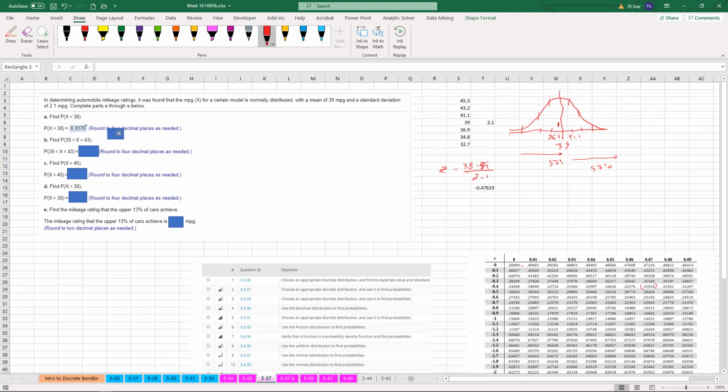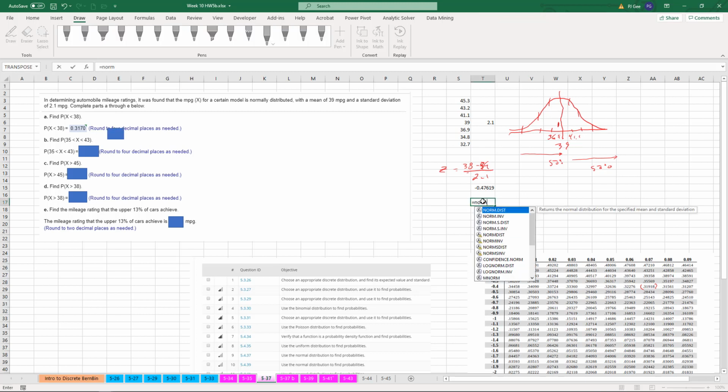They came up with 0.317. Not quite sure why they did that. Oh, I know why. Okay, 0.47, 3170. Okay, so now we'll do equals norm dot dist.